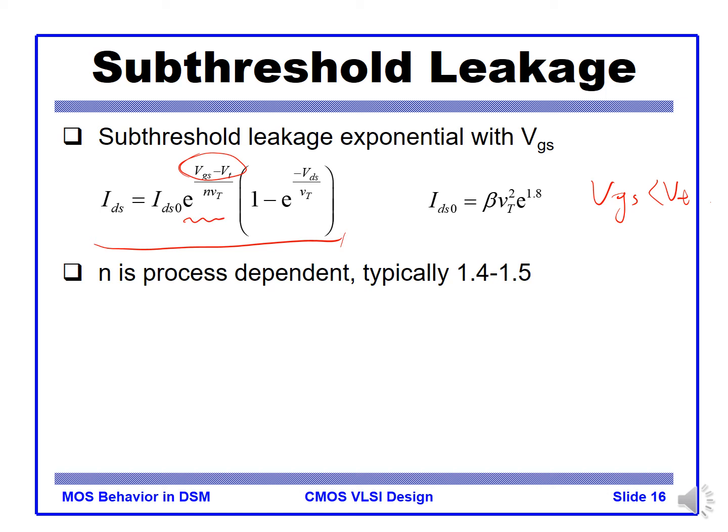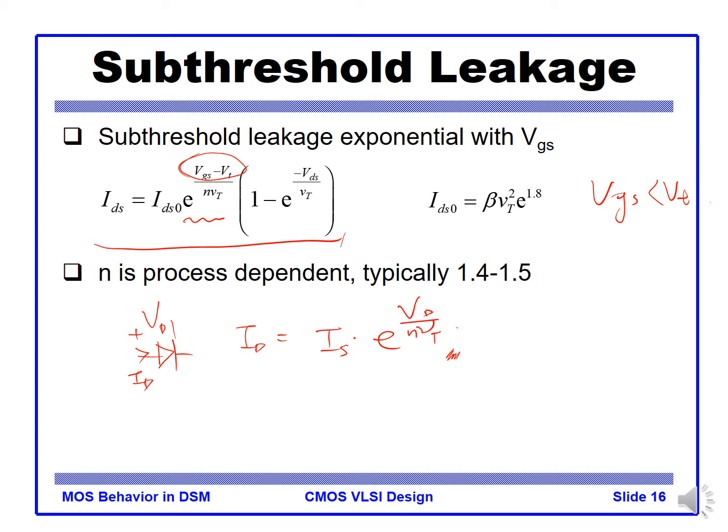If you recall the diode model, VD versus ID, the diode model is ID equal to IS times exponential VD over NVT. So this is a typical diode model that we had learned.